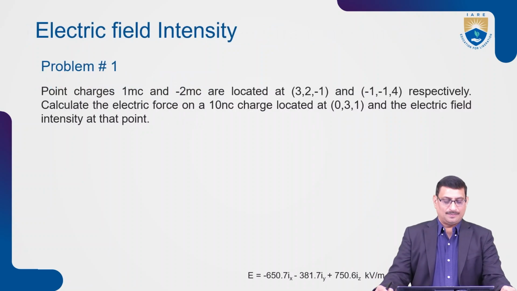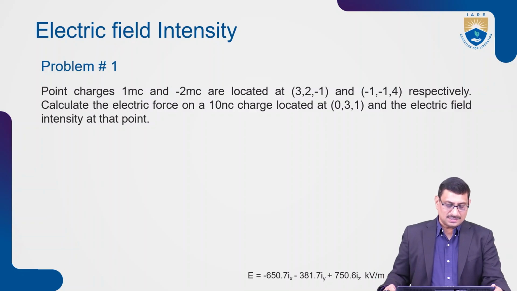The first problem. The given problem is: point charges 1 millicoulomb and minus 2 millicoulombs are located at (3, 2, minus 1) and (minus 1, minus 1, 4) respectively. Calculate the electric force on a 10 nanocoulomb charge located at (0, 3, 1) and also the electric field intensity at that point.